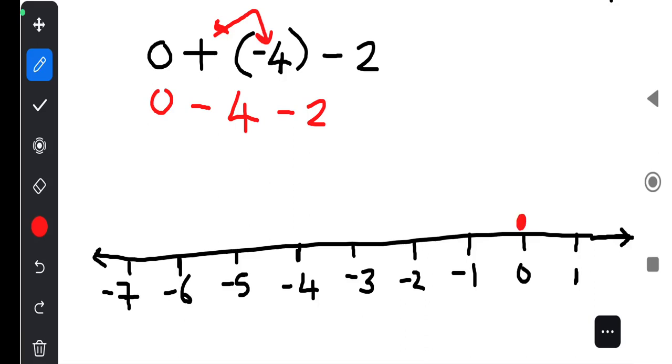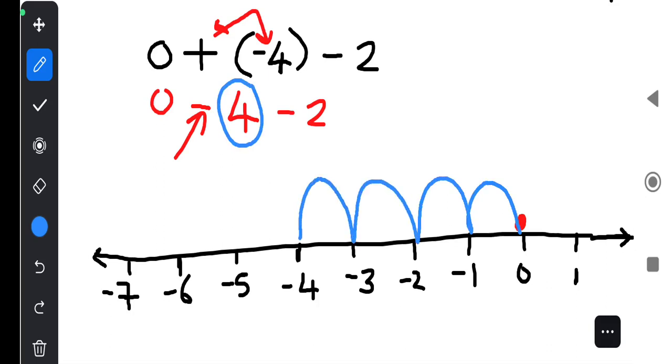Now this minus that the arrow is pointing to simply means that we should move to the left. How many times are we going to move to the left? We will move 4 times. Let's do that quickly. So you have 1, 2, 3, then 4.